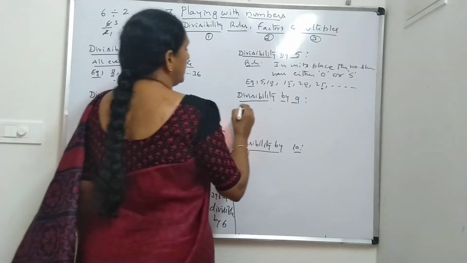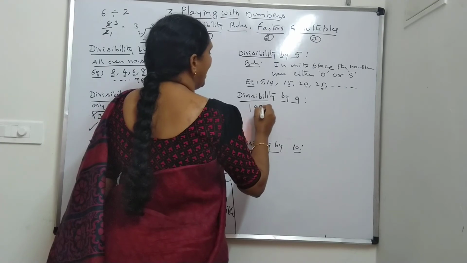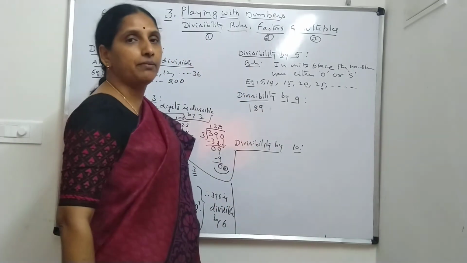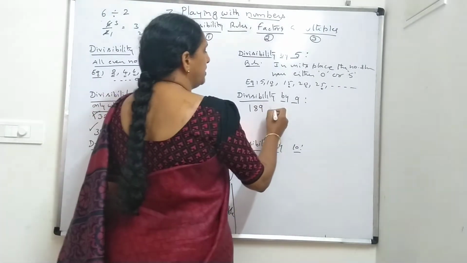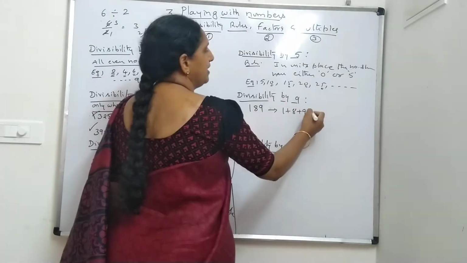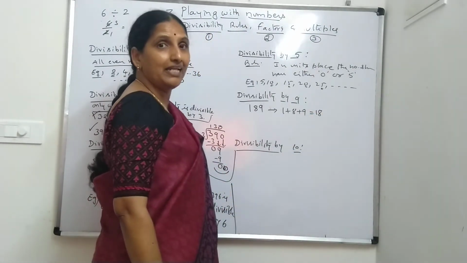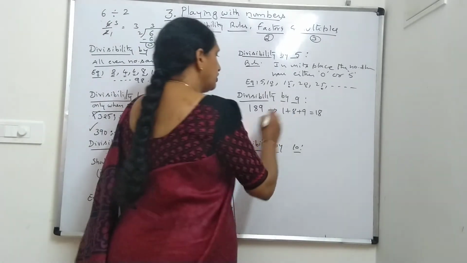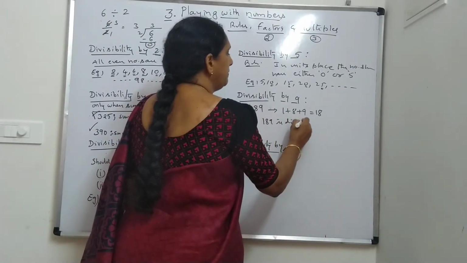So let me take the number to be 189. The sum of the digits is 1 plus 8 plus 9. 9 plus 9 is 18. Is 18 divisible by 9? Yes. 9 2s are 18. So, therefore, 189 is divisible by 9.